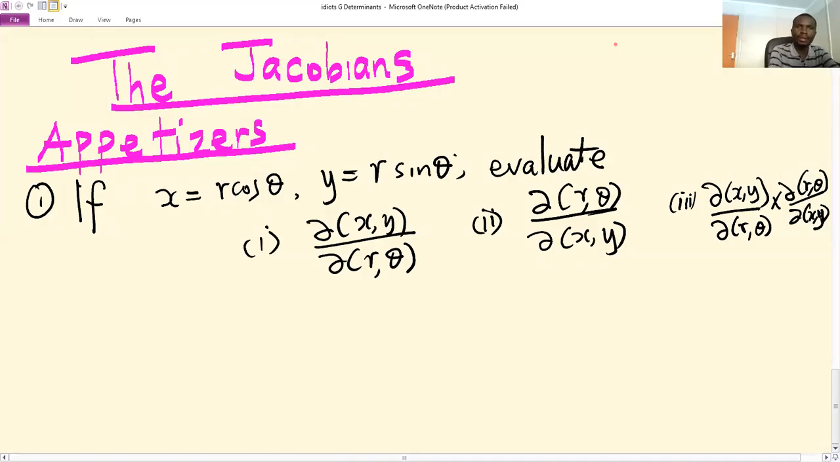Welcome to this session. This session introduces the first example on how to evaluate the Jacobian of functions.